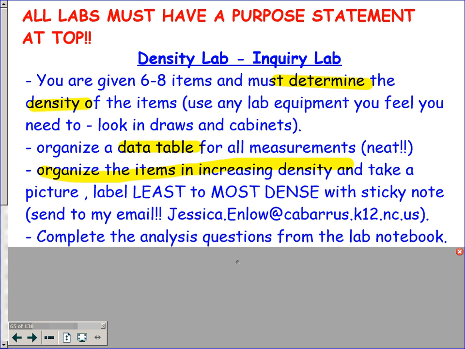So let me tell you the rules for lab. Now, it looks like everybody has signed the safety contract. Okay? If you have not done the safety contract, you will not do lab. Plain and simple. It's a rule, and I'm a rule follower. So if you don't have your safety form, the paper form in the box yet, or you haven't signed the online one, you will not do lab.